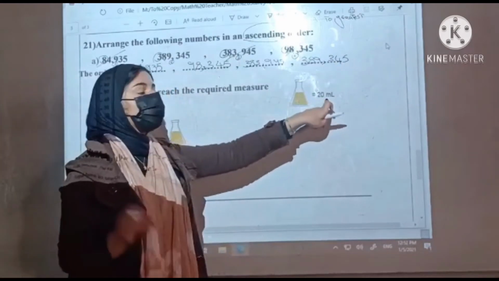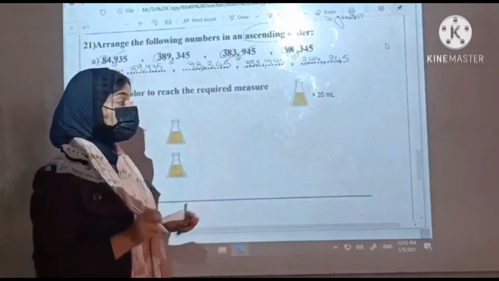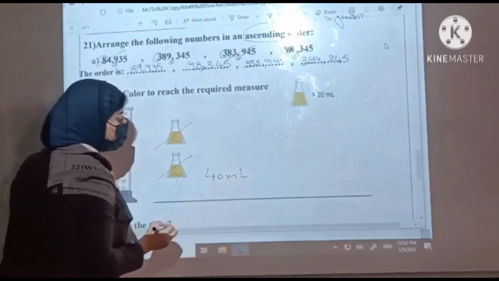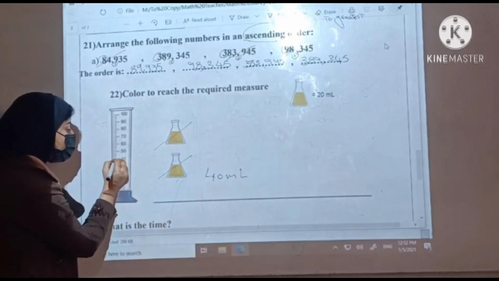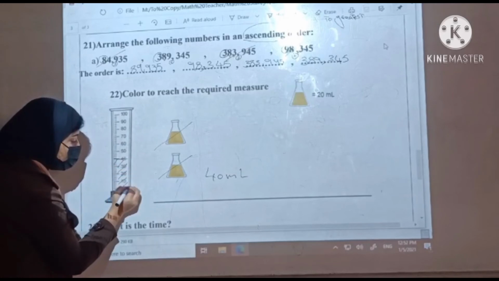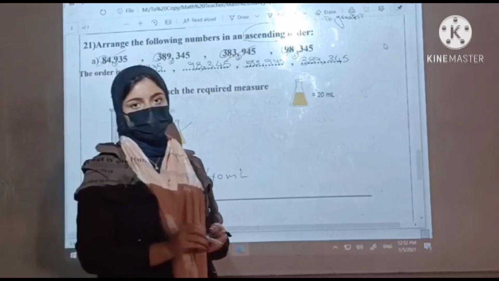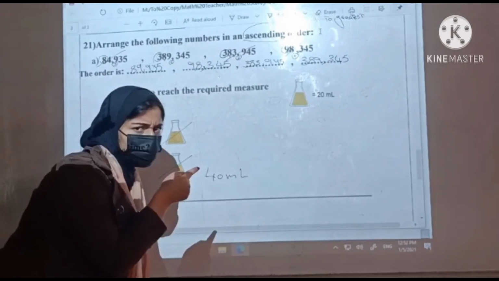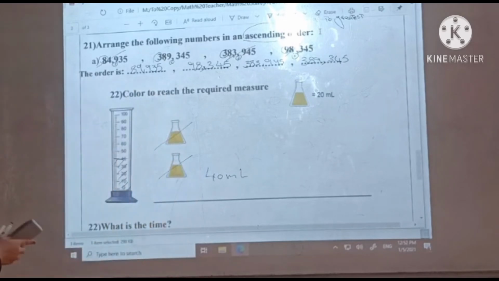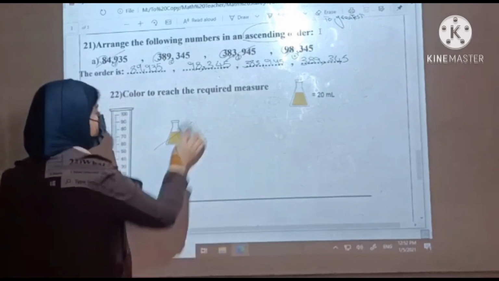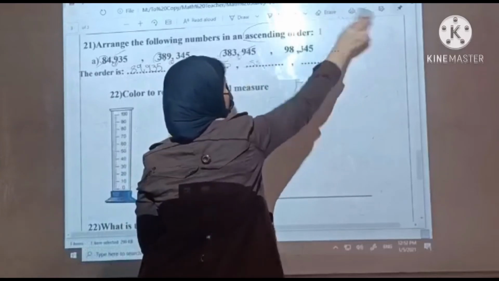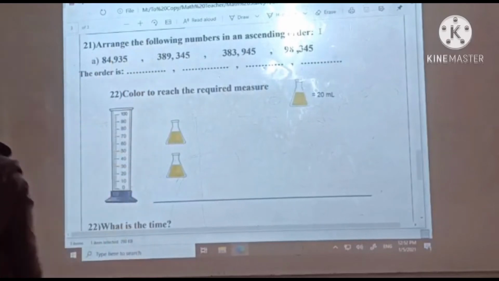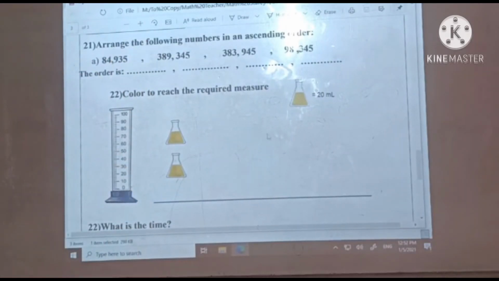So each cup here equals 20 milliliters, so we're gonna count by 20. So I'm gonna say 20, 40. So it's 40 milliliters. So I'm gonna stop at 40 and shade this part. Now I have 40 milliliters. This question is about capacity, you remember? Okay, now I'm gonna raise this board and move to the next.